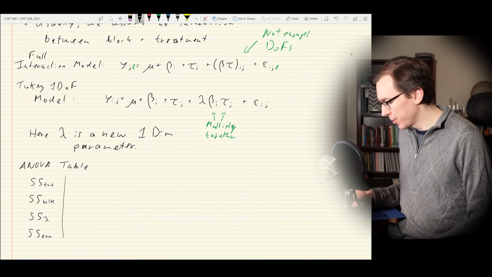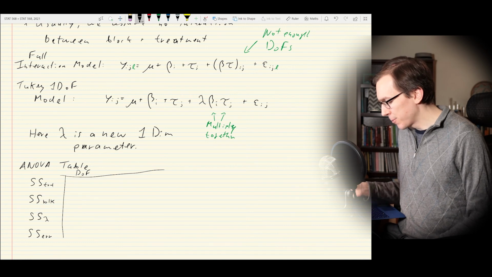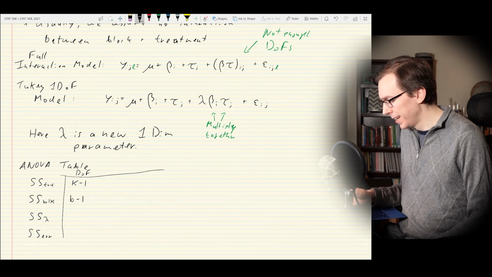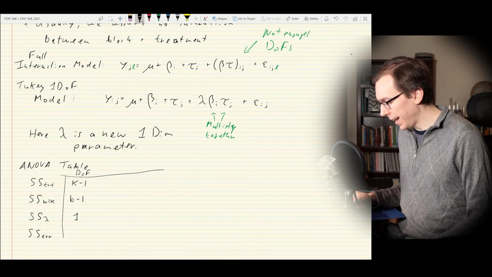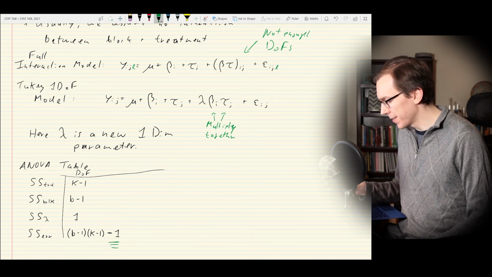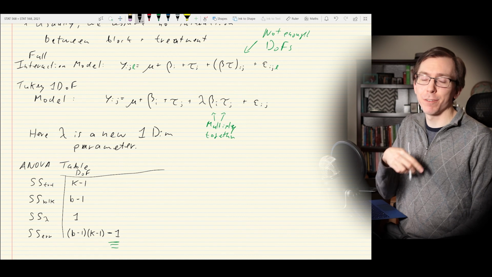So when we go through this, again, the most important is kind of the degrees of freedom. And what we get is the same thing as above. We have our k minus 1. We have our b minus 1. We have a single degree of freedom for lambda. And now for the residuals, or the error sum of squares, we have the same thing as before, but we have to subtract the 1 that we got from estimating lambda. So this is kind of the new thing we have here, is that we have to subtract 1 degree of freedom from our residuals.